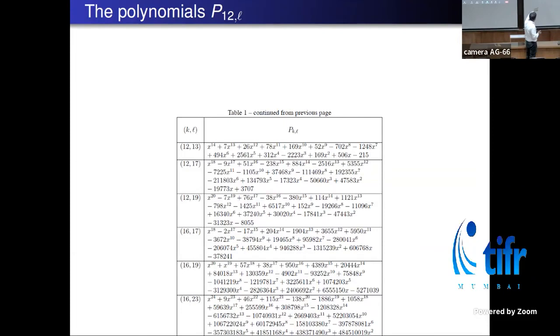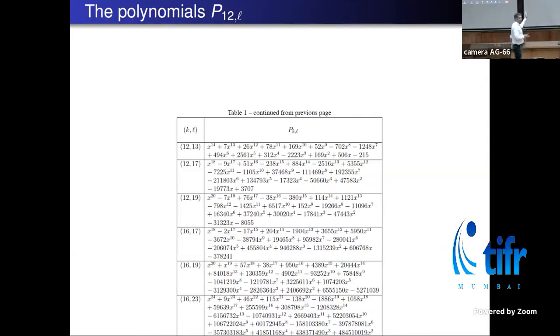So the weight k is 12. I don't know whether this is visible. The weight is 12, and the primes are, it could have been 11, but okay, the primes are 13, 17, and 19. In each case, the degree of the polynomial is L plus 1, so 14, 18, and 20. And the coefficients are fairly large.